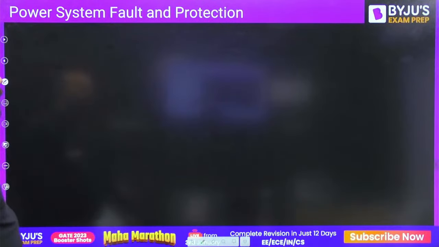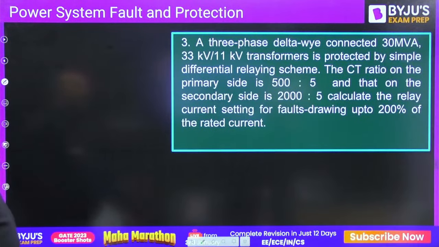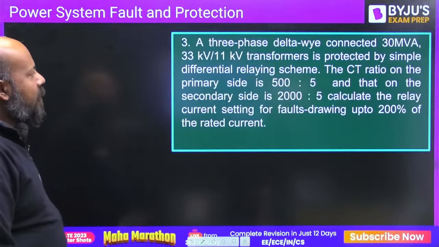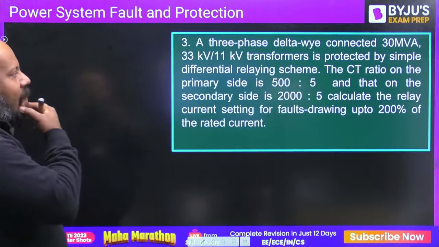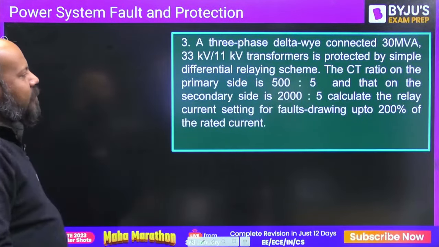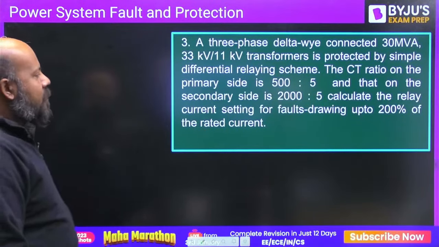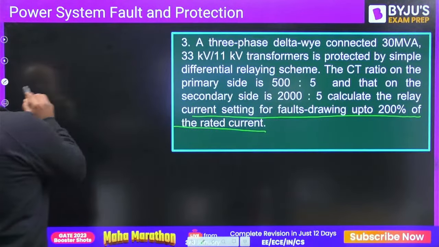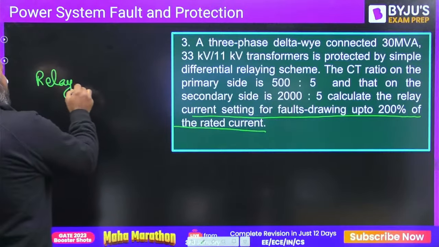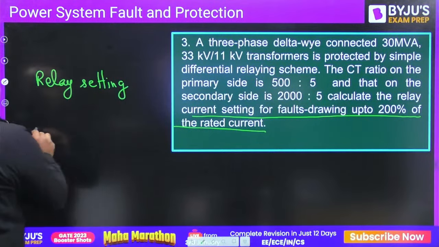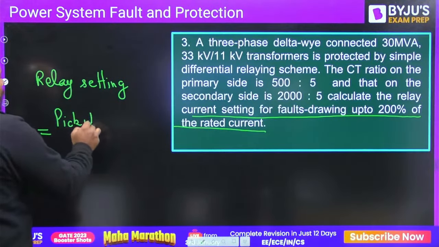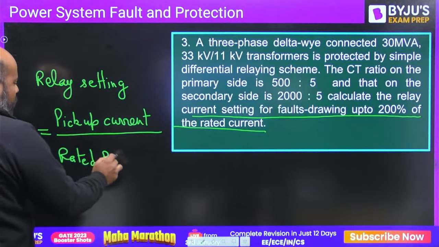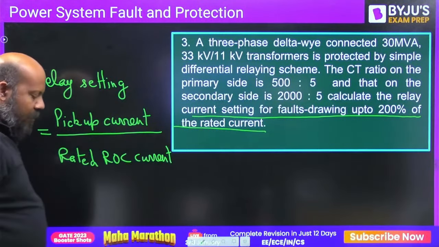See the next question. A three-phase delta-Y connected 300 megavolt ampere, 33 kilovolt / 11 kilovolt transformer is protected by simple differential relaying scheme. The CT ratio on the primary side is 500:5 and that on the secondary side is 2000:5. Calculate the relay current setting for faults drawing up to 200% of the rated current. How are we defining the relay setting? Relay setting is defined as the pickup current divided by the rated ROC current. Now, what is this rated ROC current and what is this pickup current?